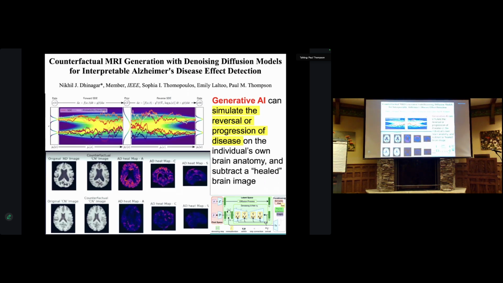So, a recap of the last 5 minutes: generative AI can simulate the reversal or progression of a disease on the individual's own brain.